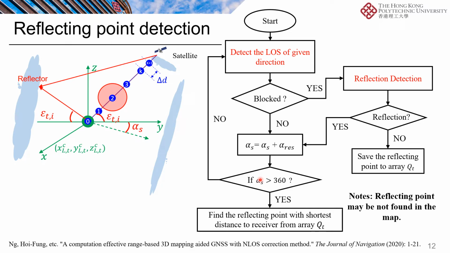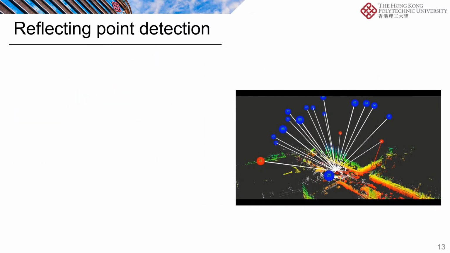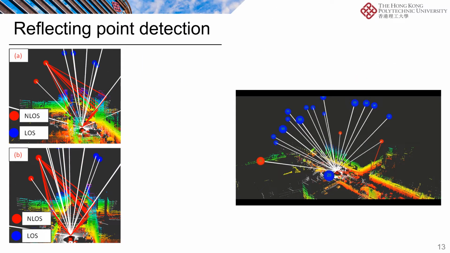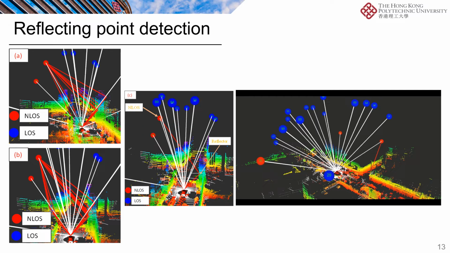Based on this assumption, we usually cannot always find the reflector, because the map can only partially reconstruct the environment, even using the proposed LiDAR odometry algorithm. This is a demonstration. Based on the assumption, we can get a set of potential reflecting points, but based on the shortest distance assumption, you can find the unique one.